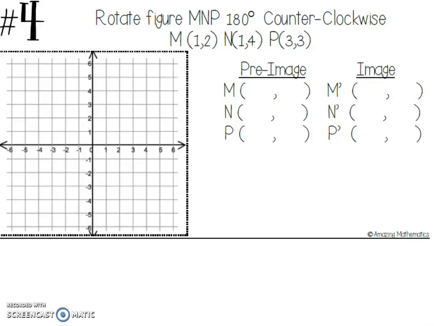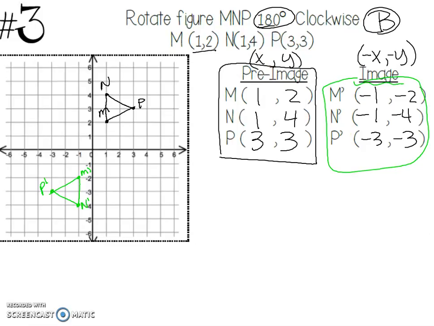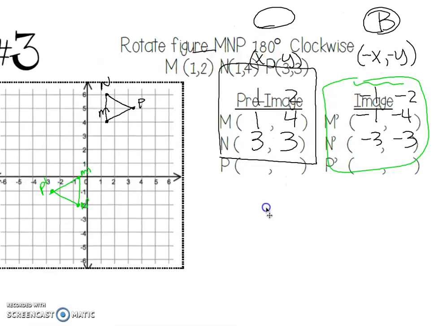Over here, I want to rotate the figure 180 degrees counterclockwise. What's the first thing I do? Find my rule. What rule am I using? Rule B. Huh. Pretty sure I just used a rule B. Clockwise, counterclockwise, it does not matter. So this is the same as number 4.